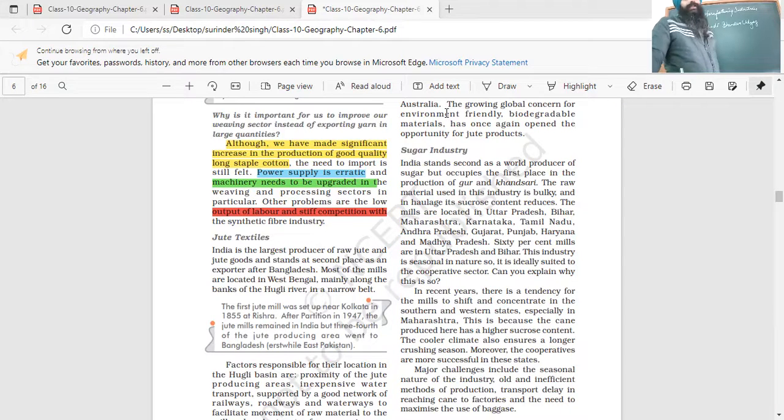Exports of raw cotton are also a challenge to the cotton textiles in India. How? The exported cotton is sold at a low price, but afterwards our manufactured goods are sold in the market at high rates. For example, at present raw cotton sells at 80 to 90 rupees per kg, the same rate as when exporting to other countries.